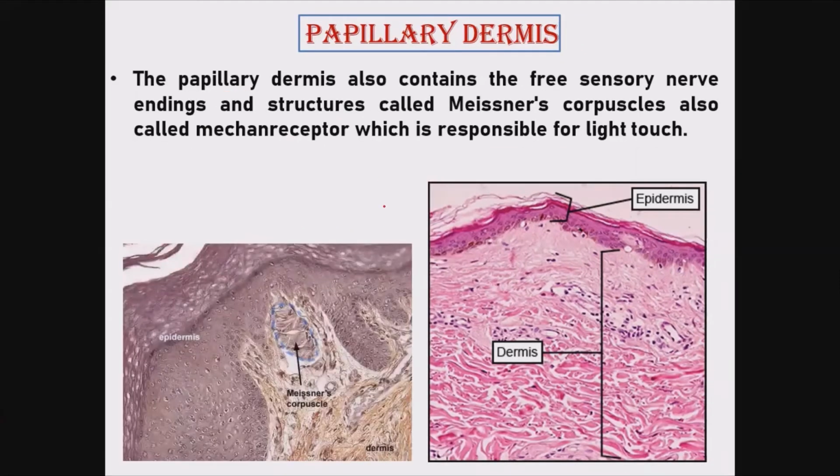And this dermis also contains another important thing over here. In the papillary layer of the dermis, we have the presence of this important structure called Meissner's corpuscles, which are mechanoreceptors responsible for light touch, which we'll be discussing again. It's a type of special receptor which is present in the dermal papillae.